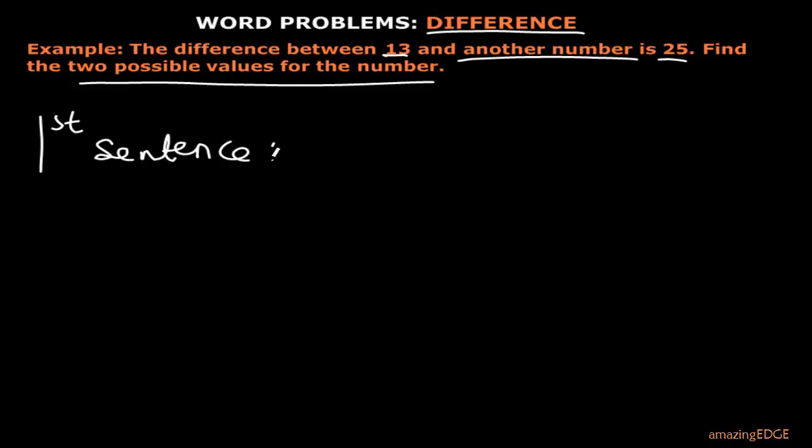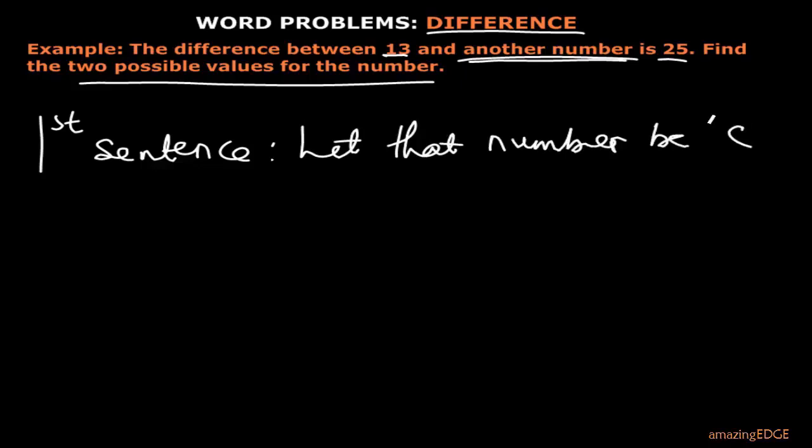Let's see if we can get information now. We are told that the difference between 13 and another number, and that another number we don't know. So we can say, let that number, maybe we call it x, for instance, because that number is unknown. So we use letters of the alphabet to represent the unknown. So we can call it x. So now we are looking at the difference between 13 and x.